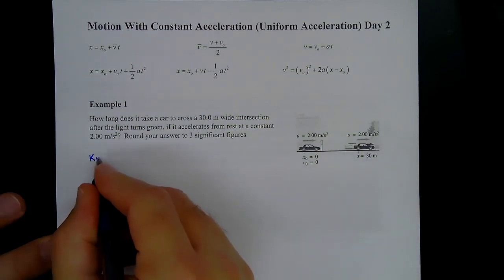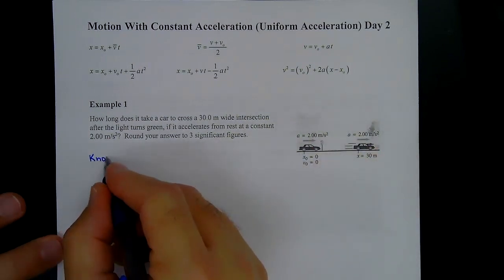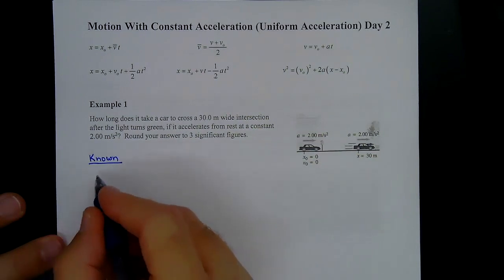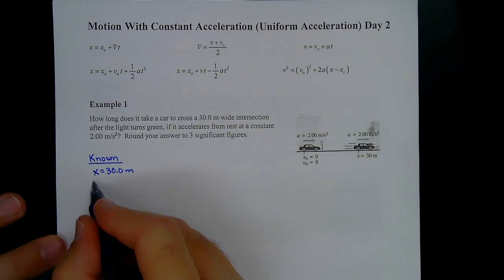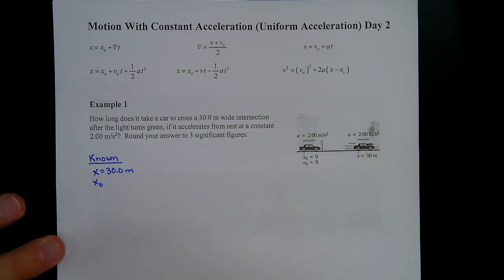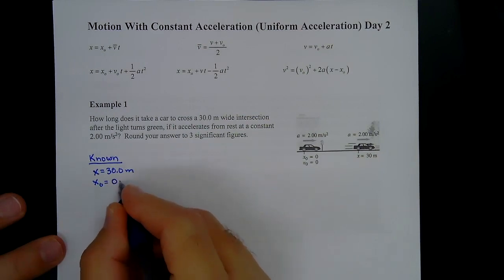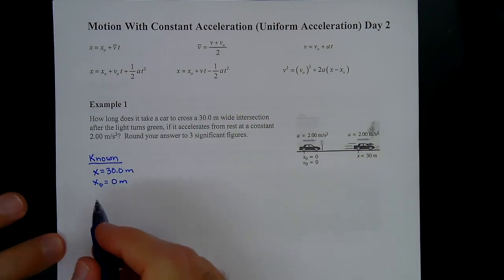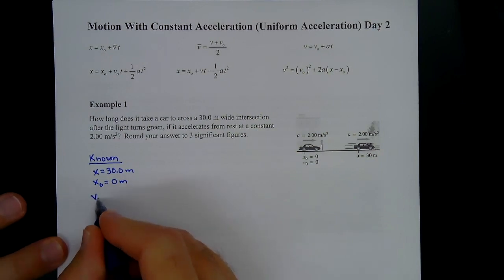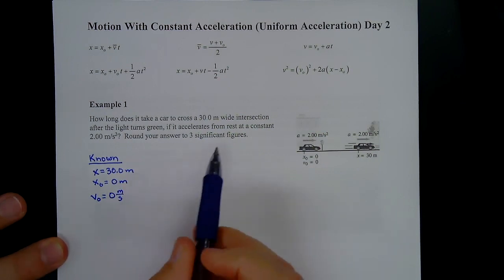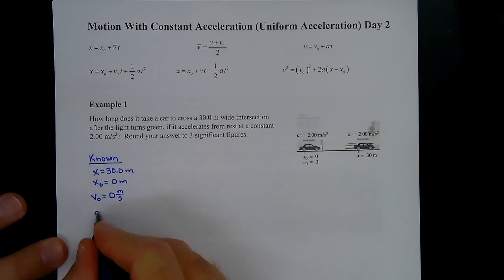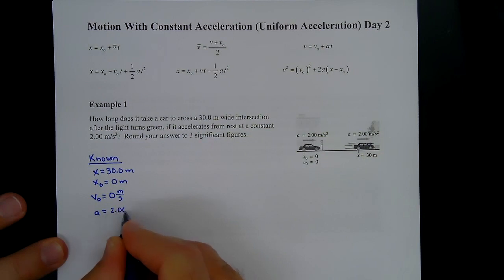So I'm going to write all my knowns, because we don't always have a diagram like this. What's known is that my X is going to be 30.0 meters. When you're not given the initial position, I would always just call it 0 meters. And then we know our starting velocity is 0 meters per second. We know our acceleration is 2.00 meters per second squared.